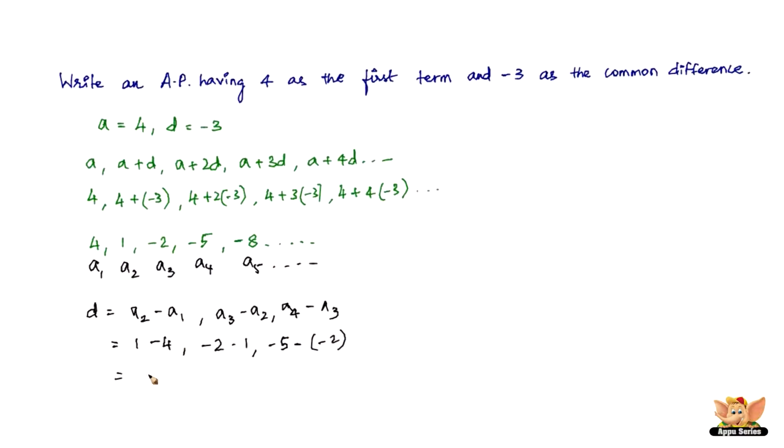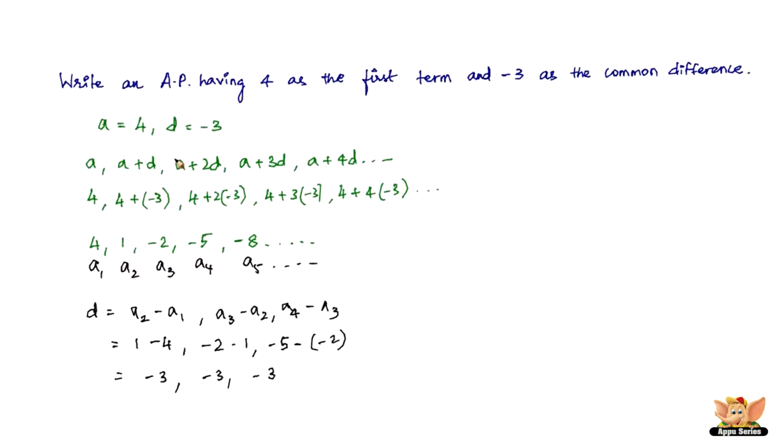So what do you get? 1 minus 4 is minus 3, minus 2 minus 1 is minus 3, minus 5 minus of minus 2 is minus 5 plus 2, which is minus 3, and so on. So therefore you can see that this definitely is an AP. So you don't have to worry what the difference looks like. It can be negative 3, negative 5, minus 2 by 5, whatever that is. As long as the difference is a constant, that particular list of numbers is definitely in arithmetic progression.